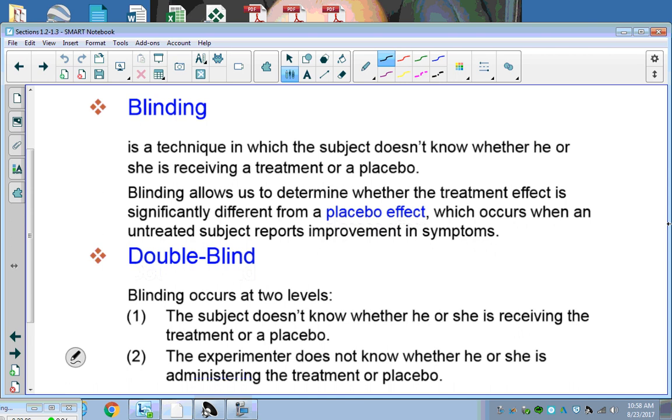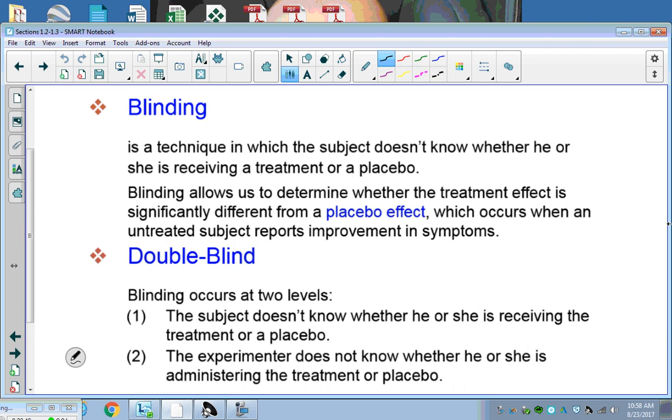Blinding and double blinding. That would go back to medication that's brand new. To give you an example, this group is going to get a placebo. This group is going to get the real thing. You do not know whether you got the placebo or the real thing. That's a blind experiment.